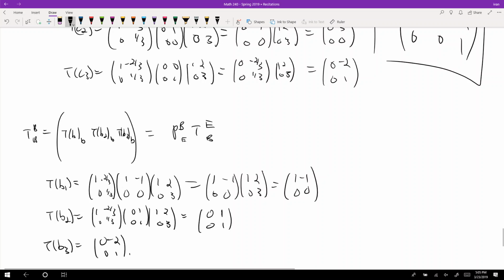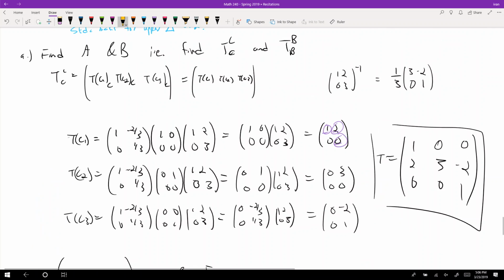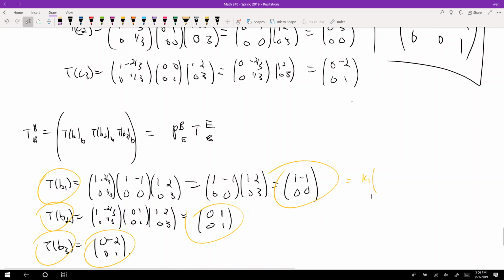Okay, so now what? Now, right, we want to write each one of these output matrices as a linear combination of the B basis vectors. Right? So we want this to equal K1 times the B basis, which is [1, -1; 0, 0], plus K2 times [0, 1; 0, 1], plus K3 times [0, 0; 0, 1]. Right? Because these are the B basis vectors.